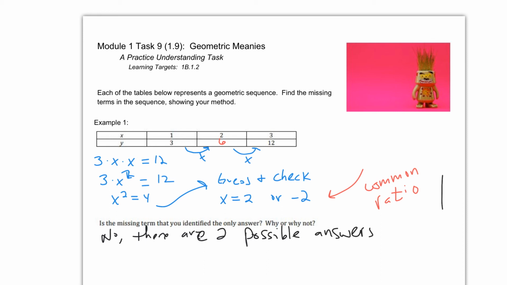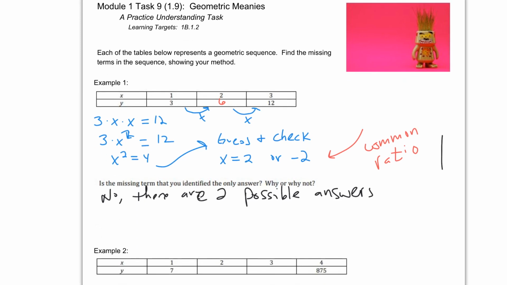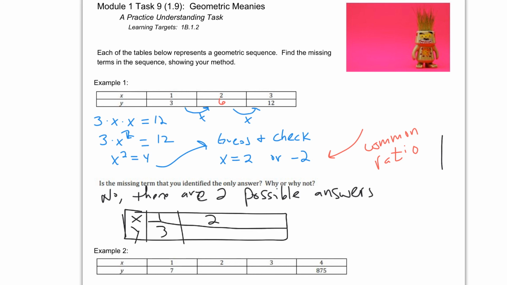And then we can go ahead and we can list that second possibility. So if we just make our table one more time, we have our x and our y. So 1, 3, 2, and then 3, 12. And so this time we could say, what if we multiplied by negative 2? If we multiplied by negative 2, then we would get an answer of negative 6 in our table. So we have 2 possibilities, because raising something to the second power, we could raise a positive number or a negative number to get positive 4.